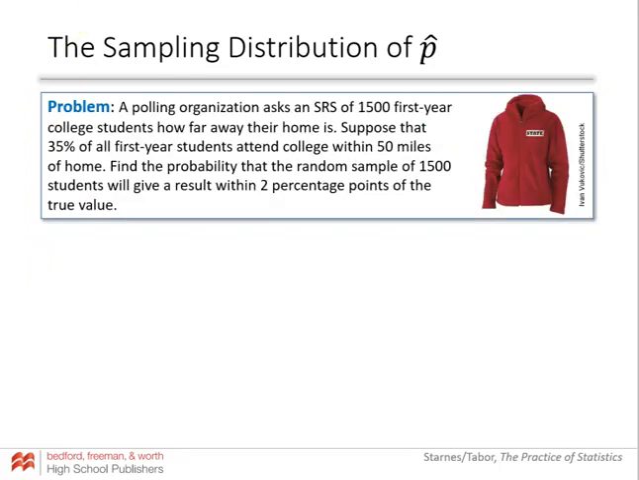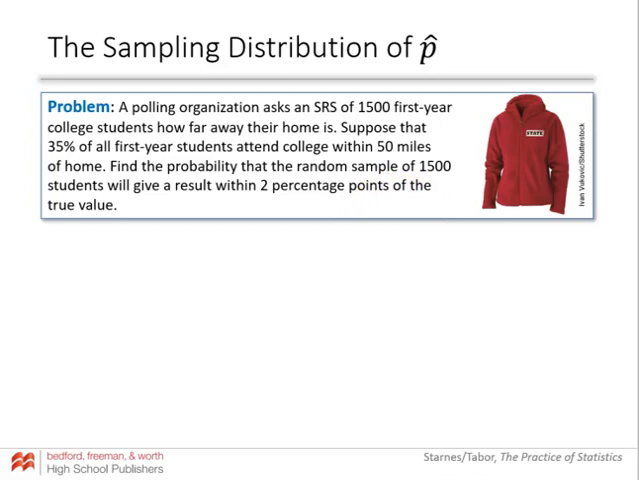Okay, and then second example of how we can use those normal probabilities when the large counts condition is met. So we have a simple random sample of 1,500 first-year college students, and we ask them how far away their home is. 35% of all first-year students attend college within 50 miles of home. So that's our p, population proportion, 0.35. Find the probability that the random sample will give a result within 2 percentage points of the true value.